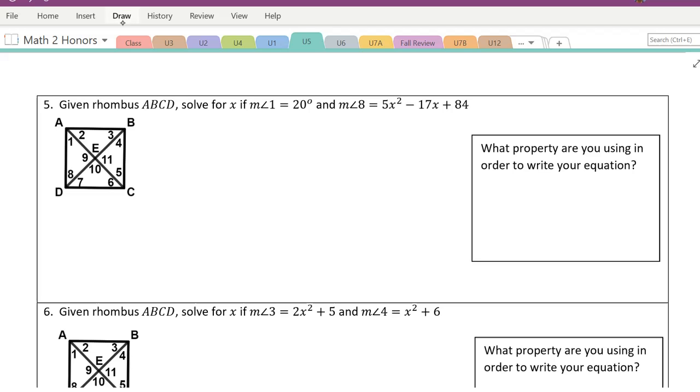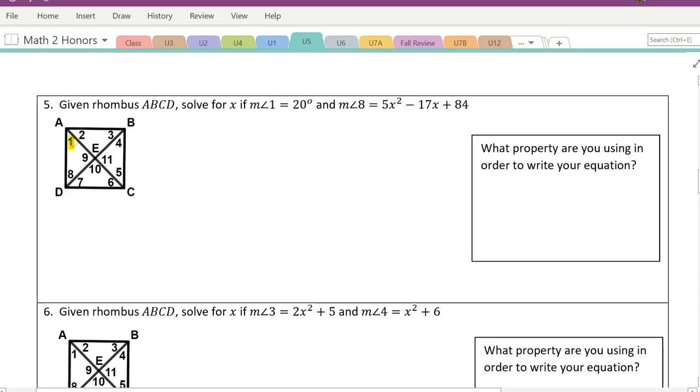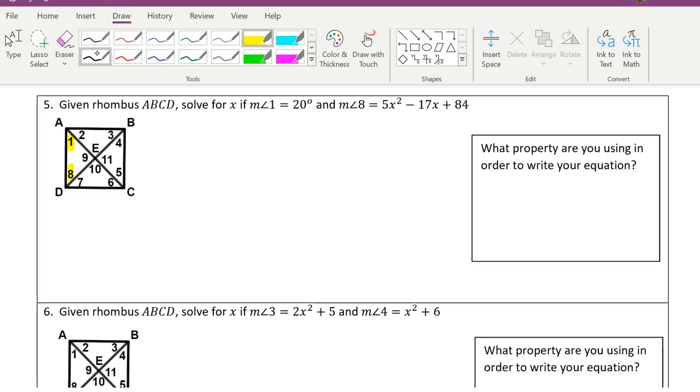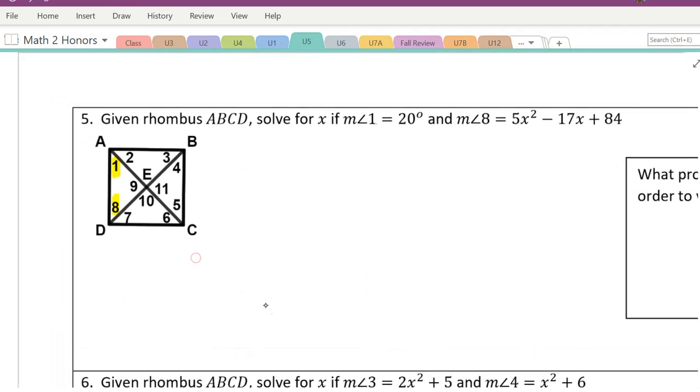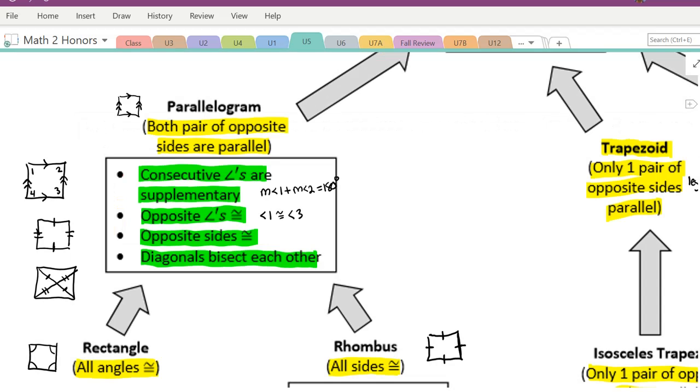And so the information given to us is measure of angle 1 and the measure of angle 8. And so we're trying to find a relationship between those angles, because if we can, then we can set up an equation. Until we do, we can't set up an equation. And so we need to do a little bit of thinking here. And it's going to come down to us knowing our properties of a rhombus. And it's got to deal with some kind of angle property. So if I go back to our diagram and think about that.